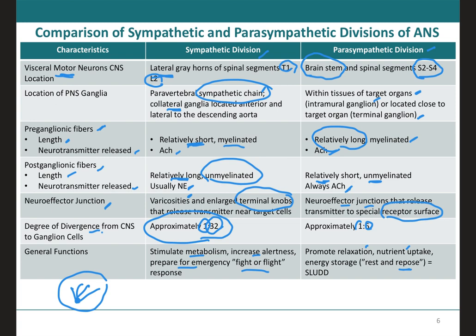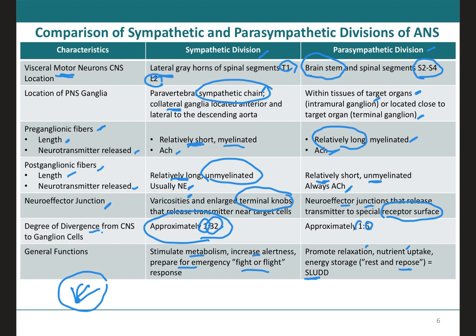There's also an acronym for this parasympathetic division, which is SLUD, where S is for salivary gland, L is for lacrimation, U is for urination, D is for defecation, and the other D is for digestion. So when you're relaxed, you have more saliva, you can cry, you can urinate, defecate, and then you digest.